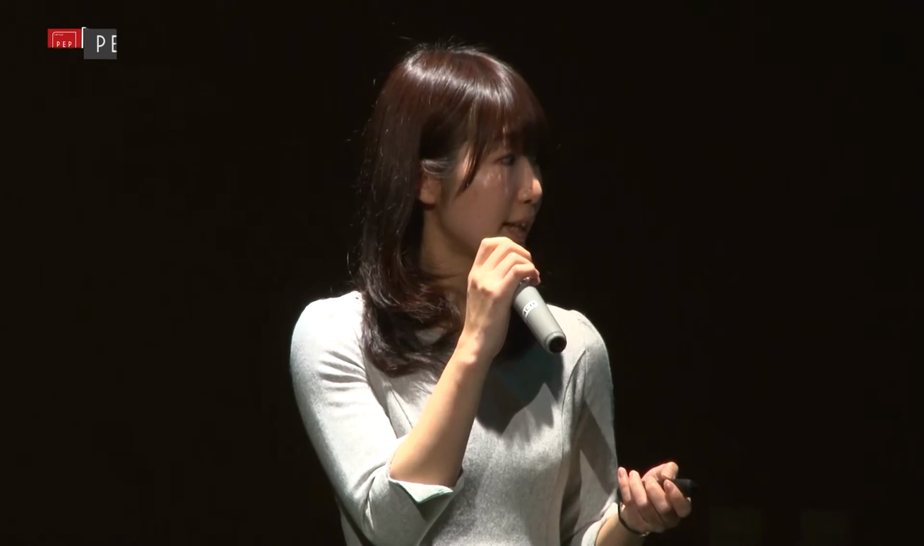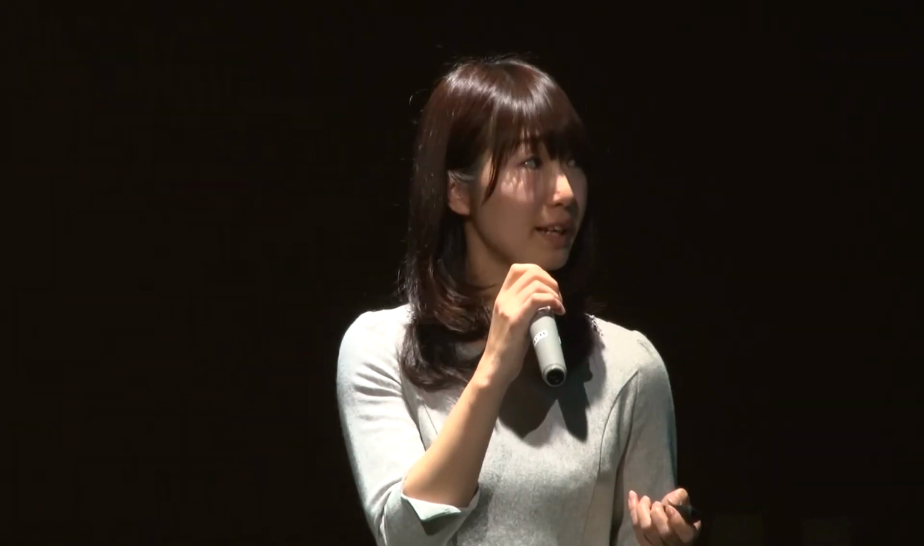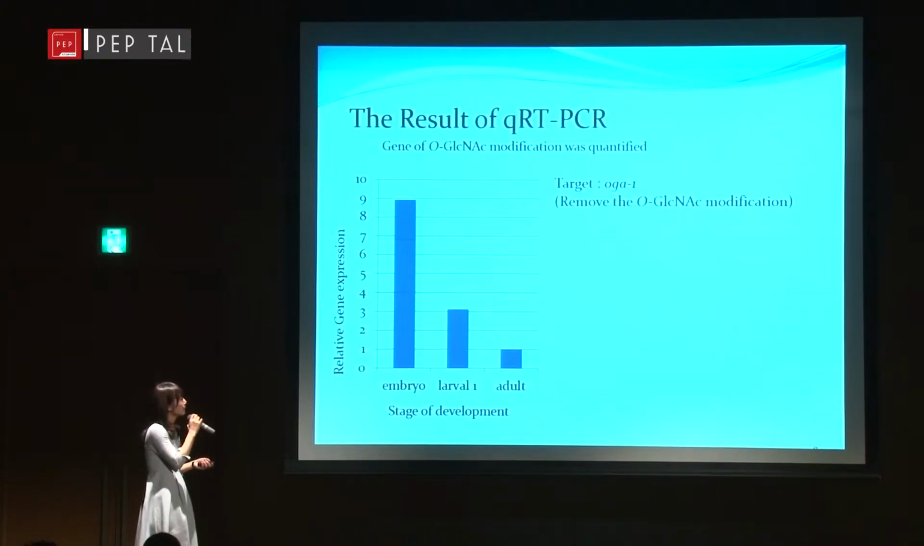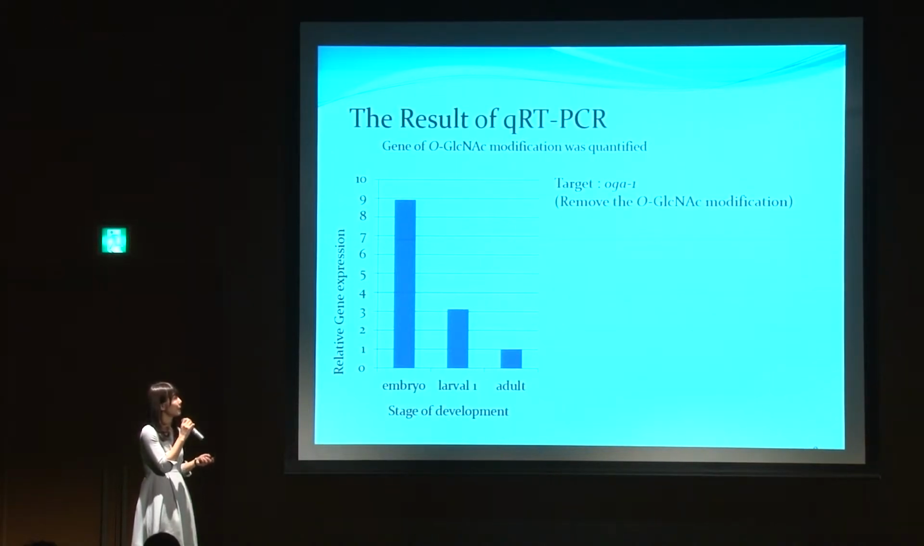Next, I collected samples which induced ER stress. Then I quantified the gene of folding the protein. Focused on the sample which did not induce ER stress, the target gene is OGA1. The gene OGA1 removes the O-GlcNAc modification.